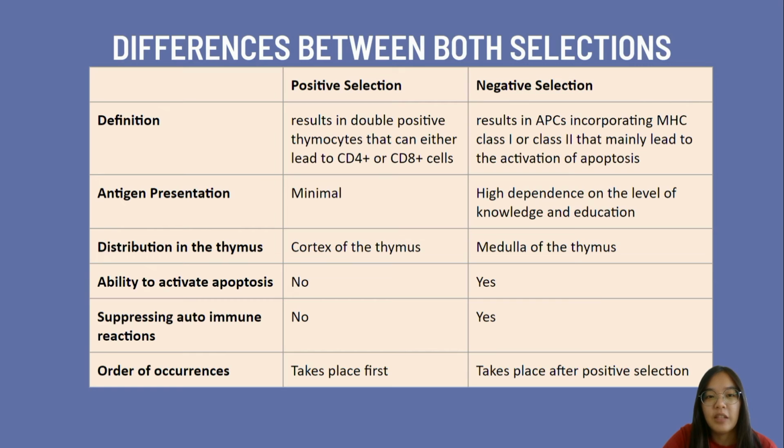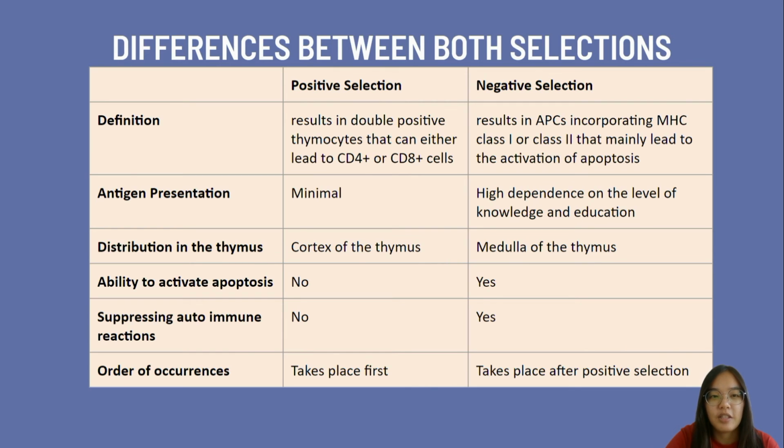Even though both positive and negative selection of T cells take place in the thymus, the region of the thymus where each process takes place is different. Moreover, positive selection takes place in the cortex of the thymus, while negative selection takes place in the medulla of the thymus. Besides, positive selection does not have the ability to activate apoptosis, while negative selection can activate death signals and activate apoptosis.